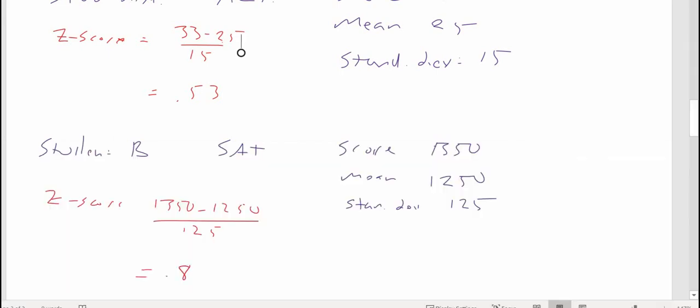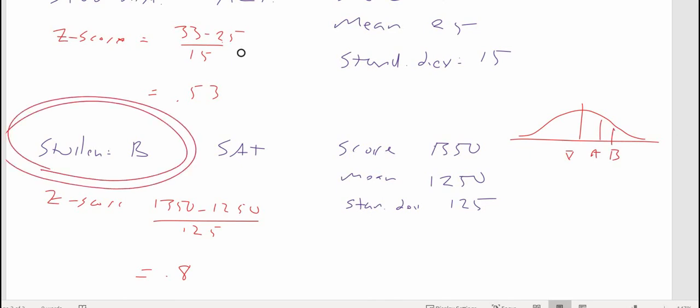So since student B's z-score is higher than student A's, it's further away from the mean in the positive direction. If we looked at the graphs of these things, we'd say, okay, here's the mean. This would be student A, and further away would be student B. So student B got the better score, did better on the exam than student A did on the ACT.